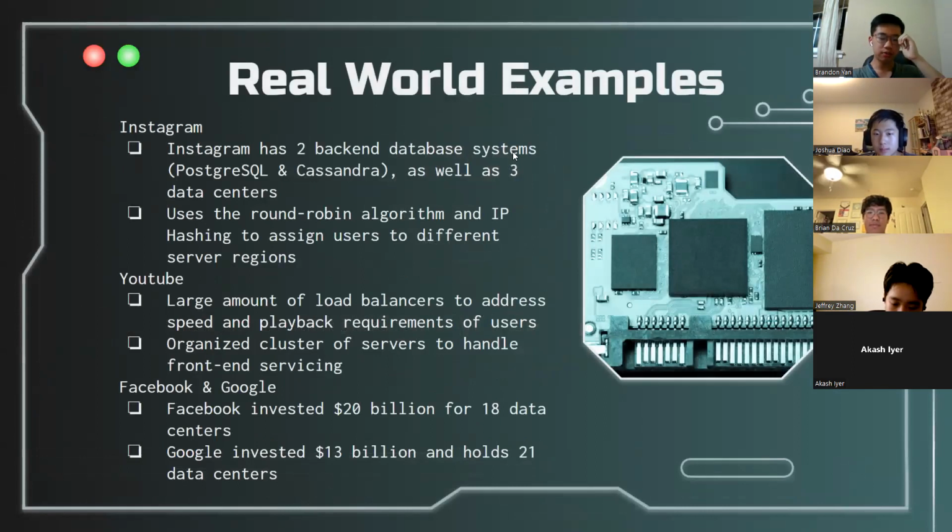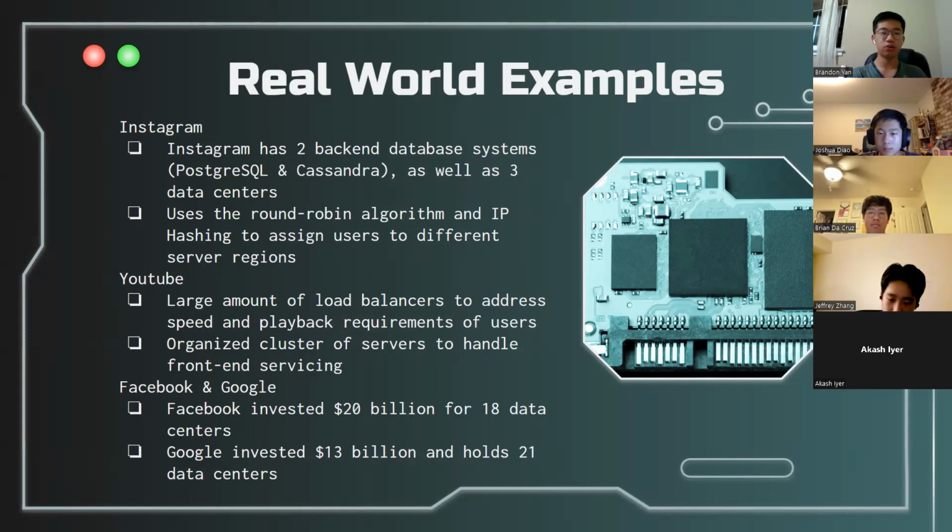As I mentioned, Instagram is one of the companies that definitely uses this a lot for their success. Just for some quick information, they have two backend database systems, Postgres SQL and Cassandra, as well as 3 data centers. The advantage of all these is that all the client requests are distributed, so the requests aren't overloaded at one center. That allows the requests to be handled faster.